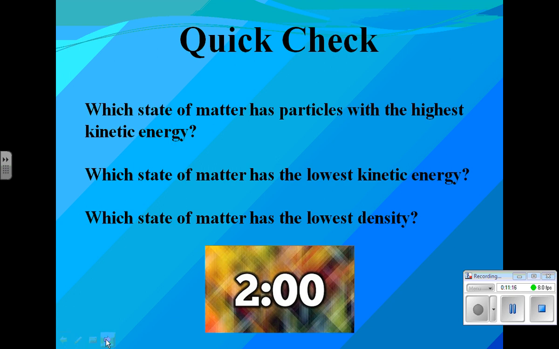So hopefully everybody has answered the questions. Now turn to your table mates and discuss your answers and see if you have the same thing, and talk specifically about that last one, which state of matter has the lowest density, and explain your reasoning for your answer with your neighbors.